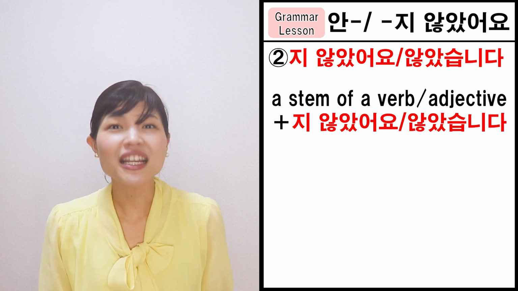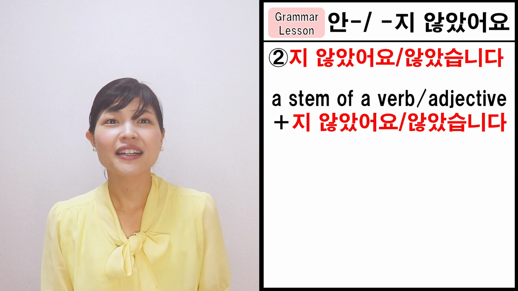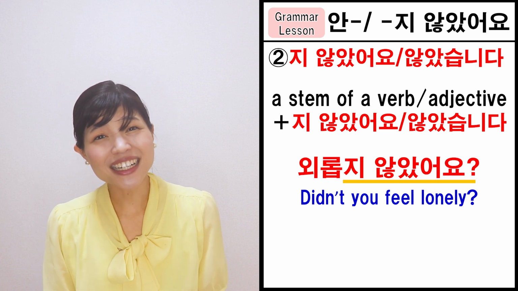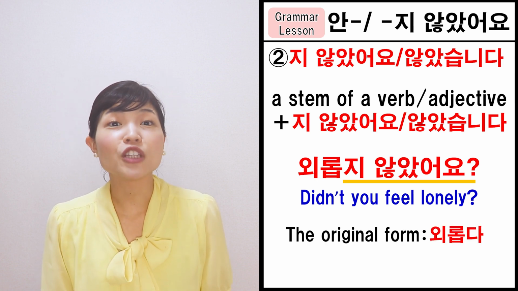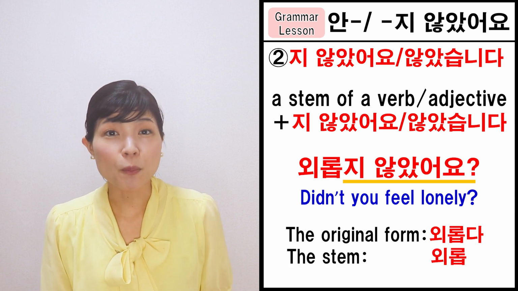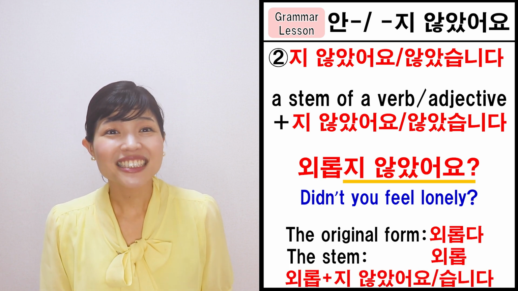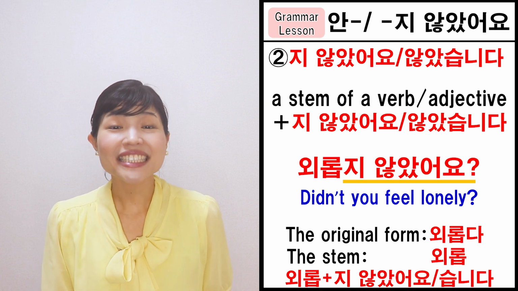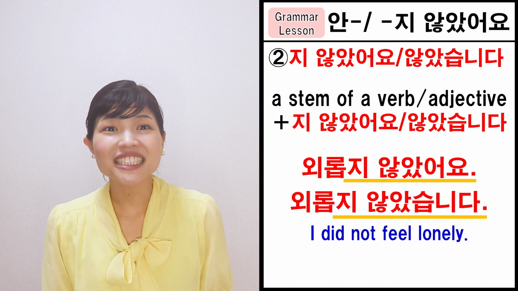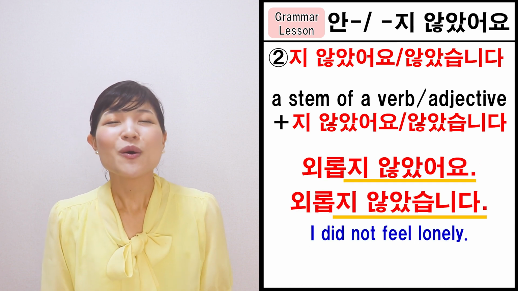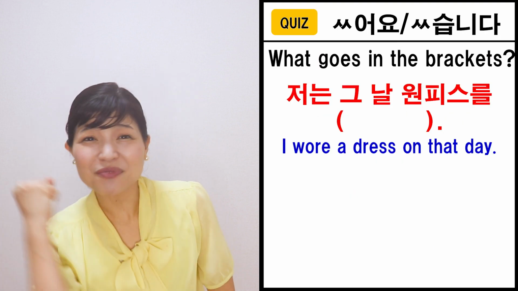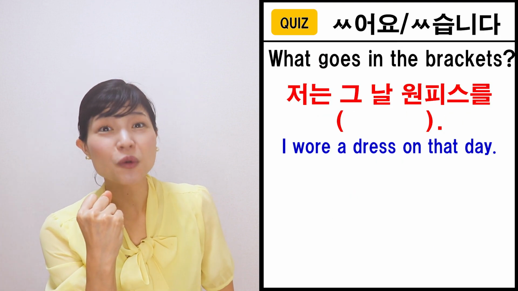In the conversation, there is a question form. 외롭지 않았어요? Didn't you feel lonely? Here, the original form of lonely is 외롭다. The stem is 외롭. So you add 지 않았어요, 지 않았습니다 to the stem to make 외롭지 않았어요, 외롭지 않았습니다.